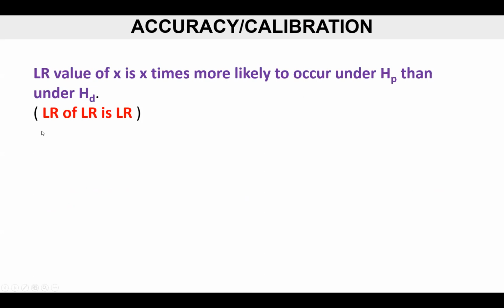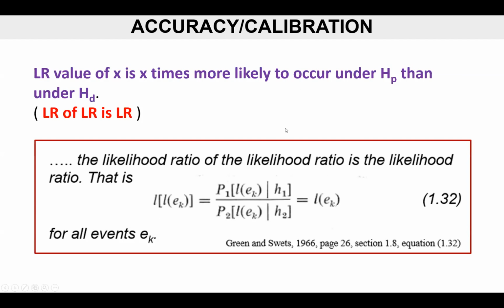This is sometimes stated with the phrase that LR of LR is LR. This property of likelihood ratios was known for a long time. Green and Swets 1966 is the earliest reference that I have, but I'm sure there are even earlier references one could find.